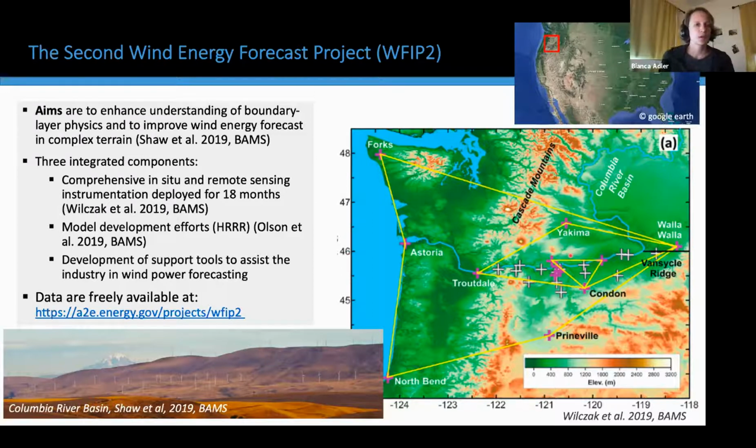The first one was a comprehensive field campaign lasting for 18 months. The second one was model development efforts, especially for NOAA's High-Resolution Rapid Refresh model, HRRR. And the third one was the development of a support tool to assist the industry in wind power forecasting.